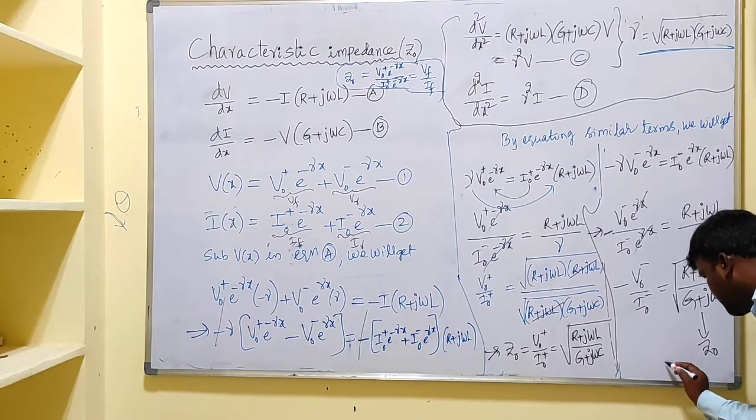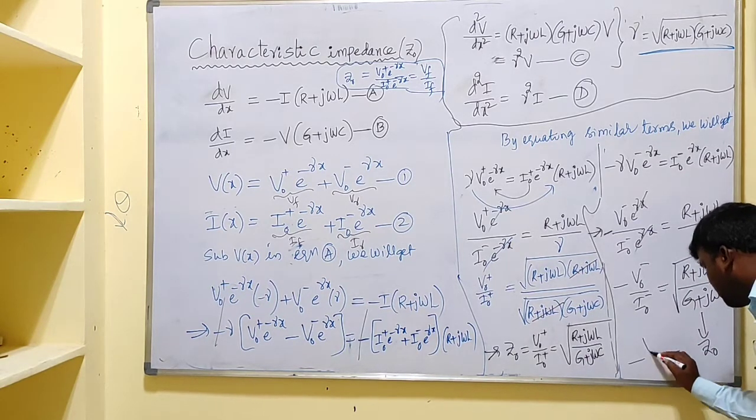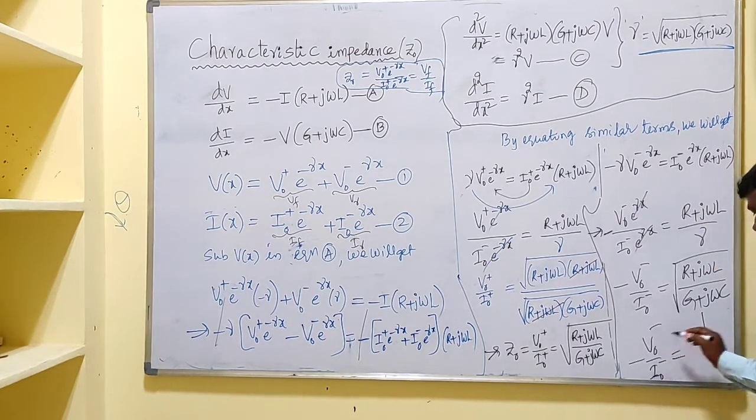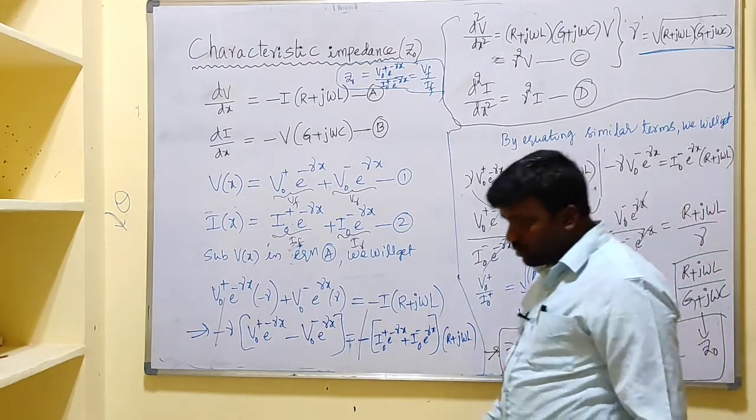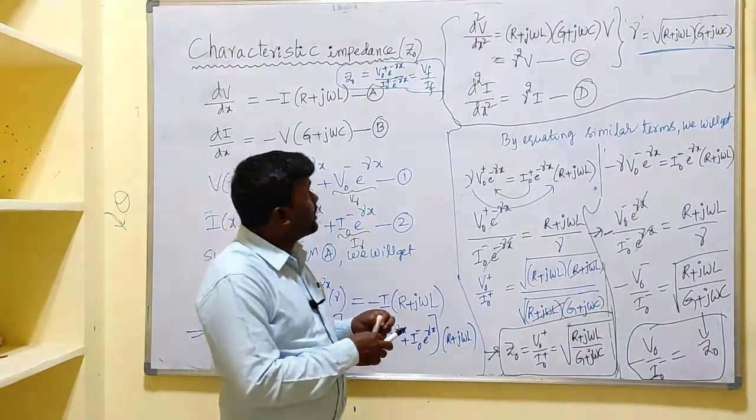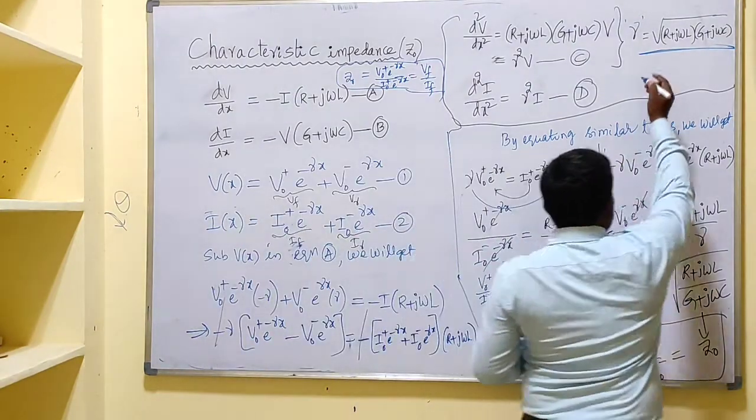So that's why Z naught is defined as what? Z naught equal to minus of V naught minus by I naught minus. For the reverse voltages, characteristic impedance is defined like this. For the forward voltages, it is defined like this. Finally, we can conclude that, I will write that conclusion here.